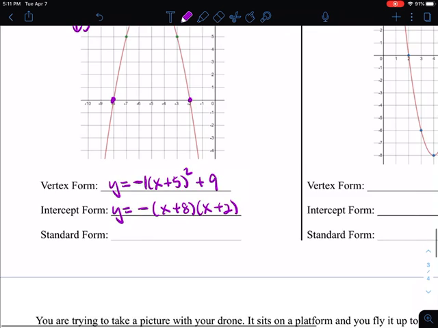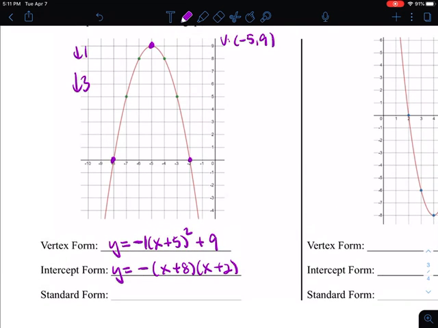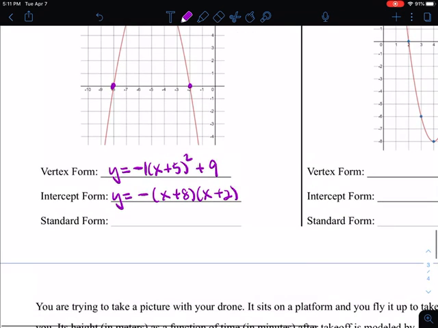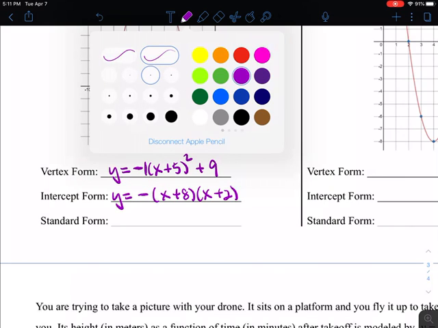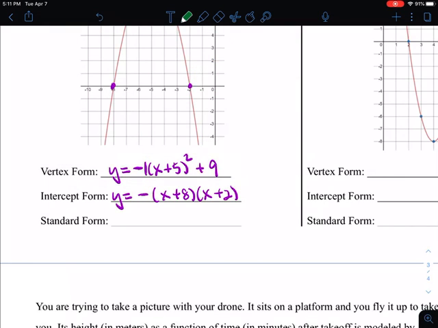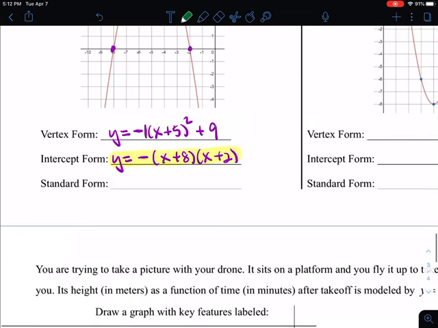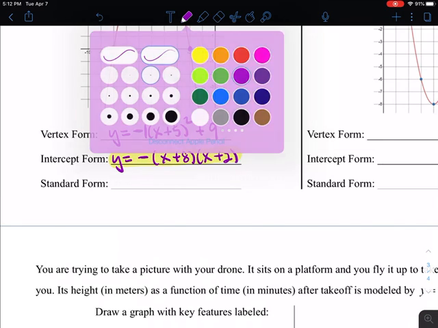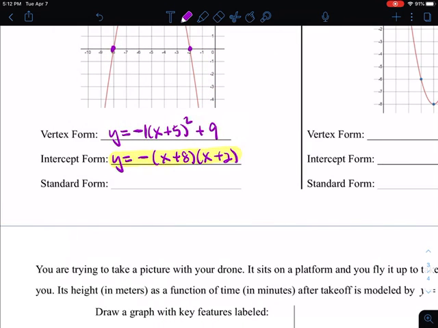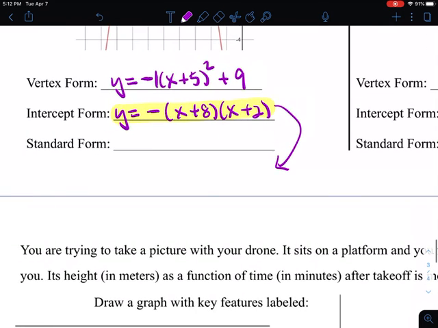Okay, now for standard form, this is actually a bit difficult to tell just from the graph. So here's how I will recommend to do standard form: I will actually take one of these other forms. Let's say I'll take the intercept form, that might be the easier one. And let's go ahead and distribute it out. So let's do some multiplication and get this into standard form, right? This is actually something we did in the last unit when we did polynomials.